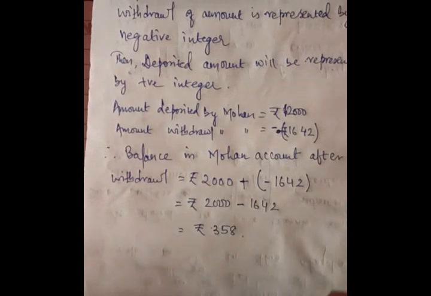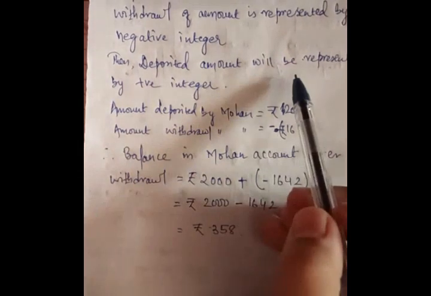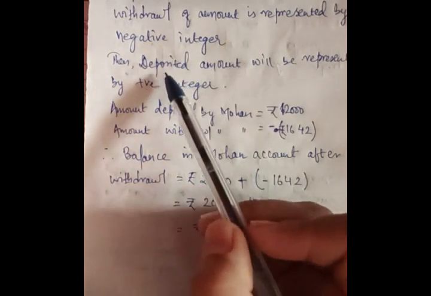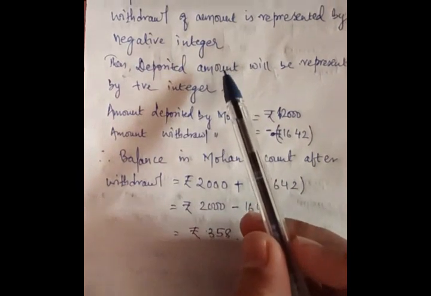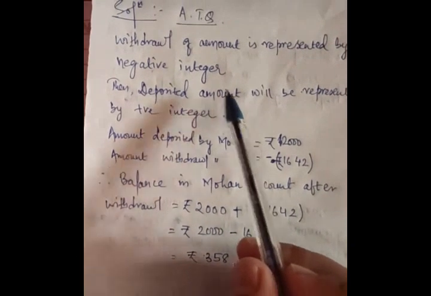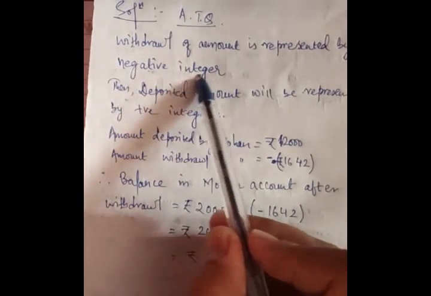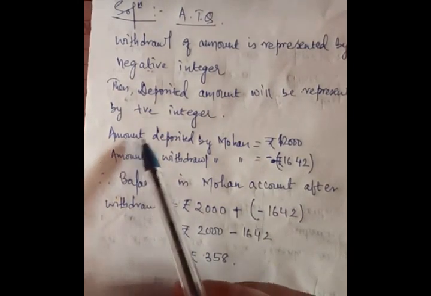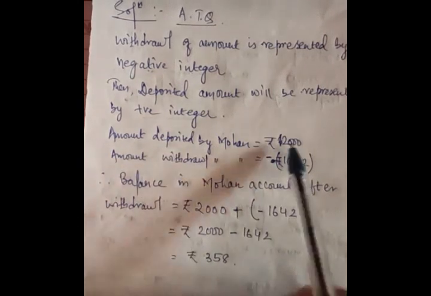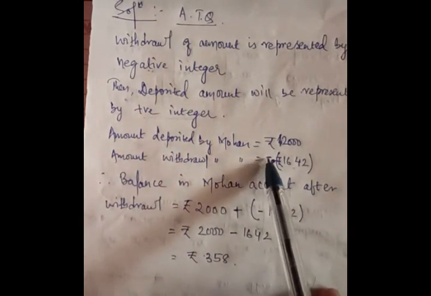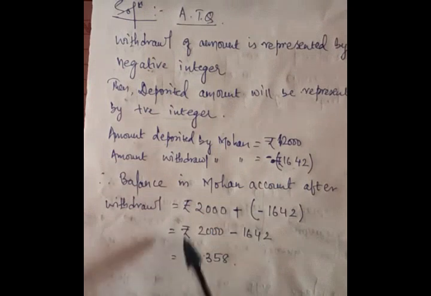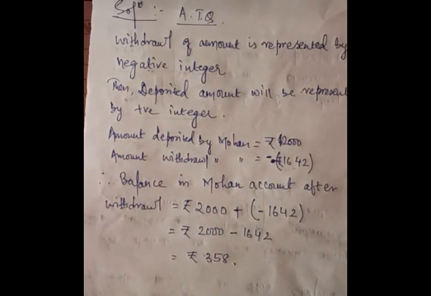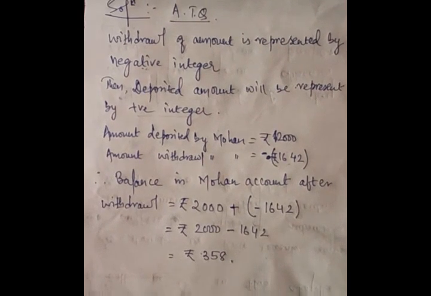It is very simple. The only thing is you have to understand first, because we are doing the number system here, number line. So we have to understand what is given in the question. We have to make the statement first, that withdrawal is represented by negative, deposited will of course be the opposite of that, inverse. So the amount deposited is 2000, withdrawal is this much, which is indicated by negative, and then the balance after withdrawal in Mohan's account is rupees 358. I hope this is clear and understandable.